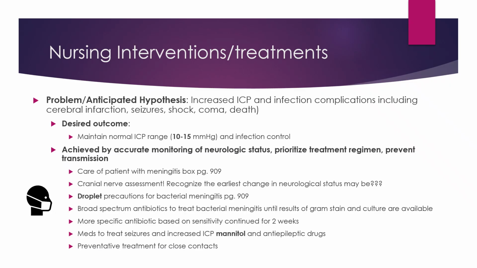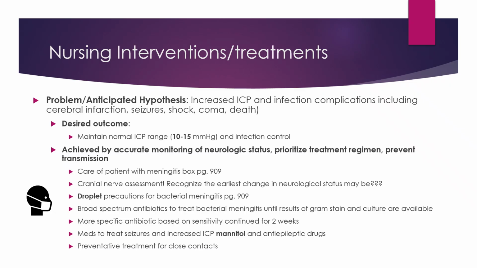The earliest change in neurological status is a change in level of consciousness or decreased level of consciousness. Droplet precautions will be placed if the patient has bacterial meningitis. Broad spectrum antibiotics will be used to treat bacterial meningitis until we get the results of the Gram stain and culture, and more specific antibiotic treatment can be prescribed based on that sensitivity. And that specific antibiotic regimen will be continued for 2 weeks.